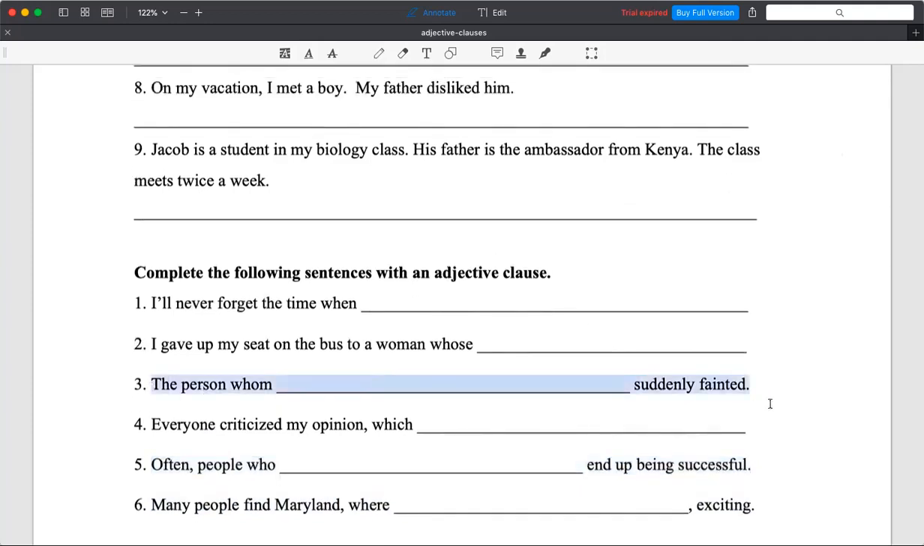The person, I gave up my seat. I gave up my seat to a woman.